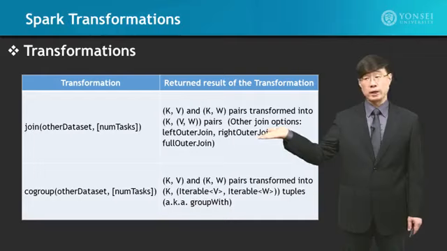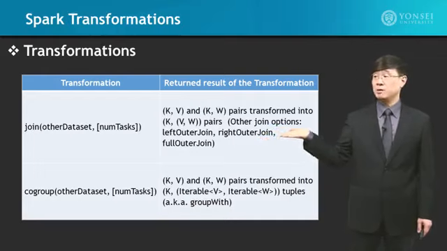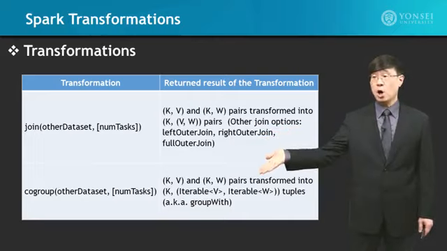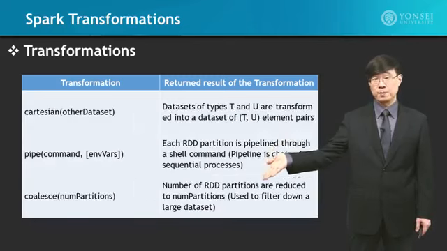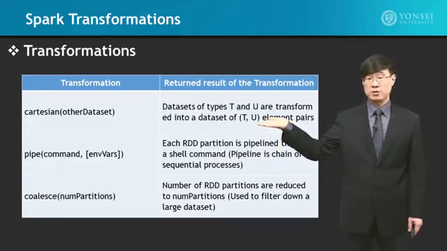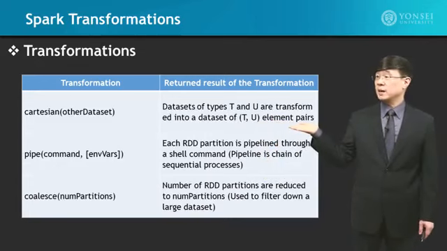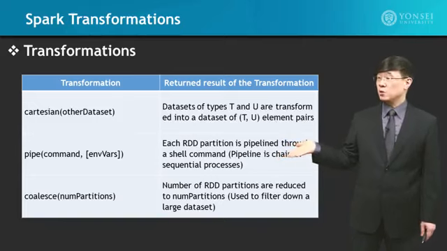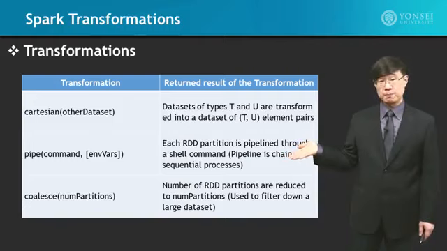Then there is the join, where KV and KW pairs are transformed into a K, (V, W) pair. Then there's the co-group transformation, where KV and KW pairs are transformed into a K with a new type of tuple format, as you can see below. Then there's also the Cartesian transformation, where data sets of type T and U are transformed into a data set of (T, U) element pairs. There is also the pipe. This transformation will, for each RDD partition, pipe it through a shell command.